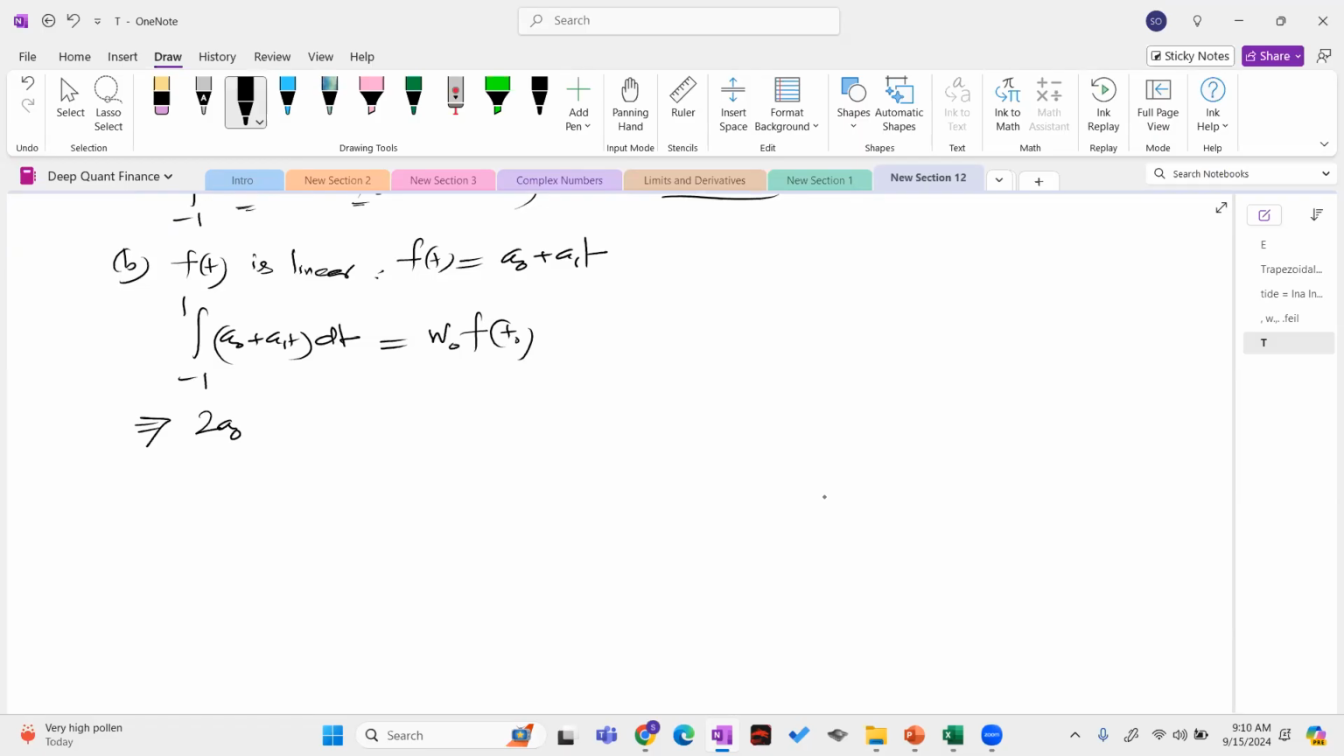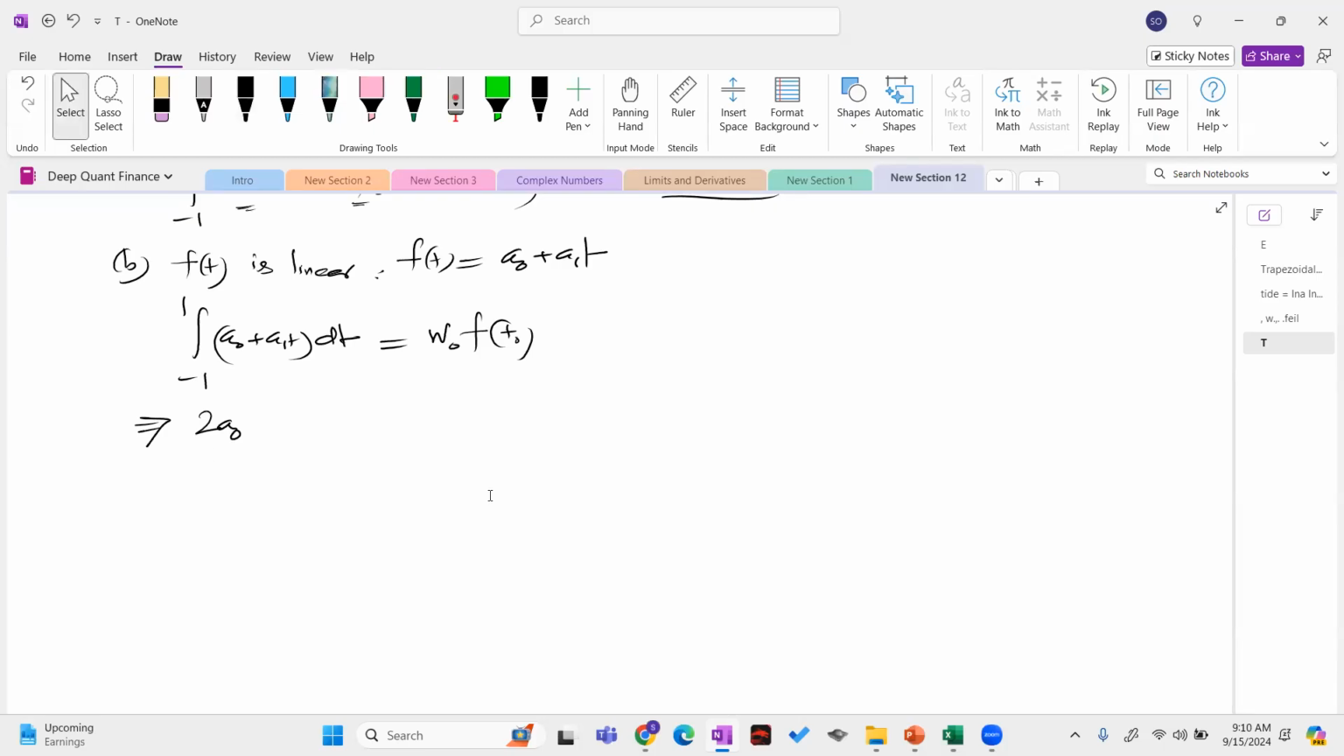a1 t dt, integration from -1 to 1. Sachin says 0. It is 0. Yes, it is 0 because it will be t square by 2, correct? And when you put the upper limit it is 1 by 2 minus, when you put the lower limit -1, it's -1 square, again it becomes 1. So 1 minus 1, which is 0.